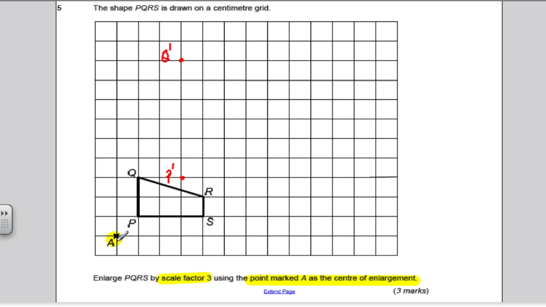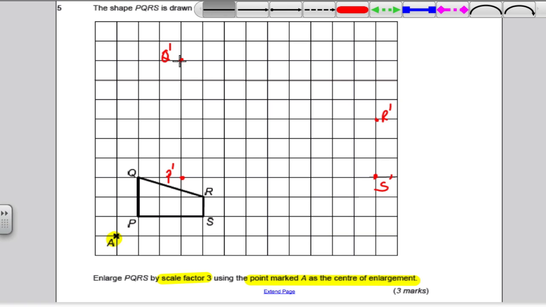Okay. S is 1, 2, 3, 4 across and 1 up. So it would be 4, 8, 12 across and 3 up would be here. And then R would be 4 across and 2 up. So it would be 4, 8, 12 across, and it's 2 up, so it would be 6 up here. R dash would be here. And then you just draw in your sides.